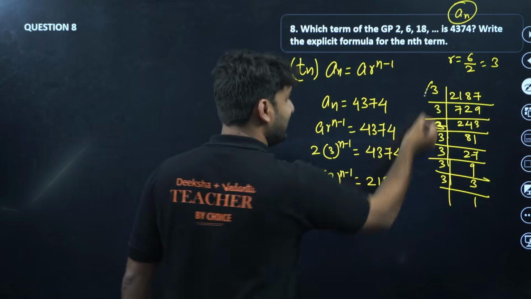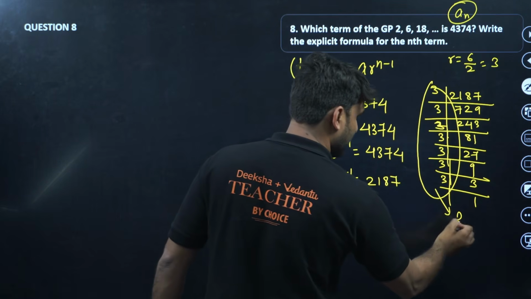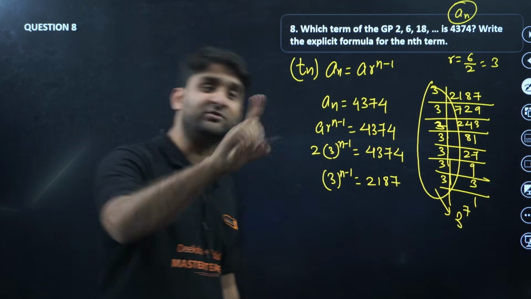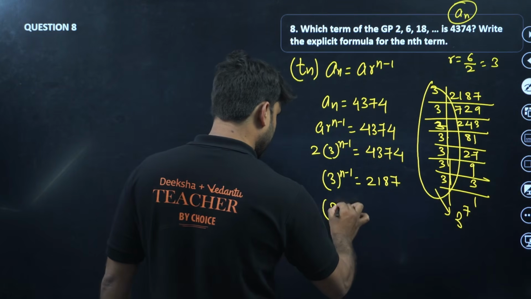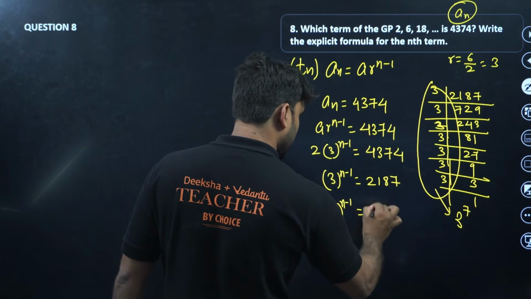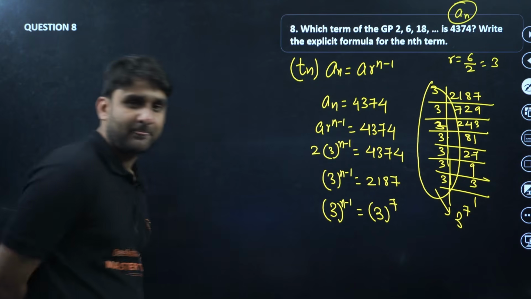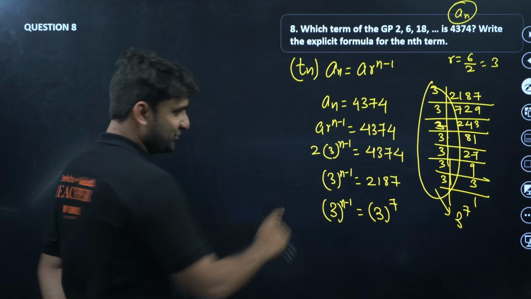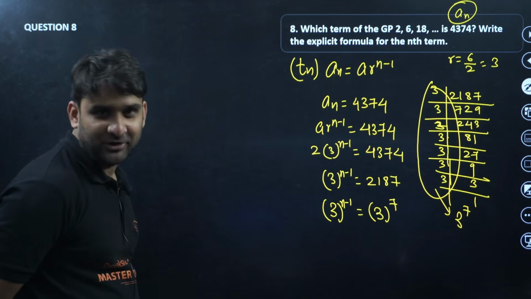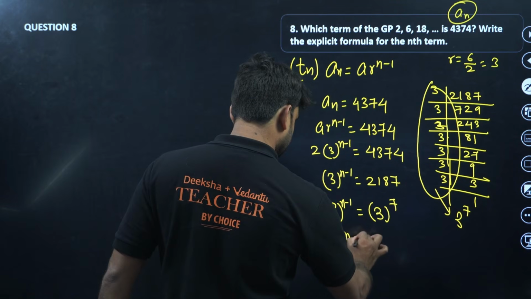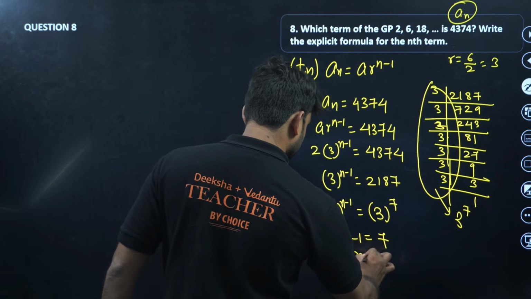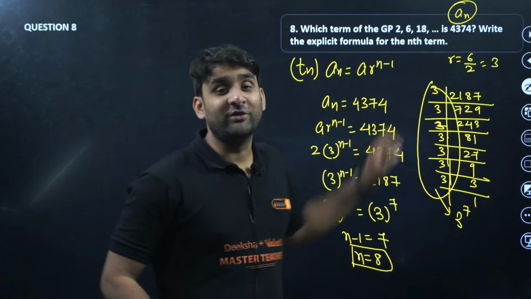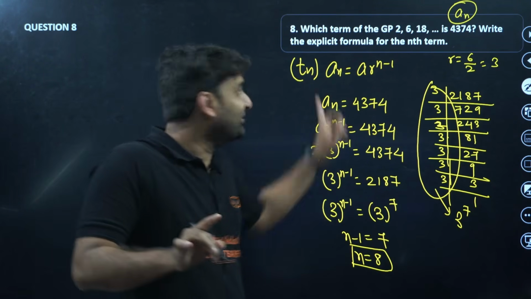So we can write the entire prime factorization in the form of 3 to power 7, because 3 is getting multiplied 7 times by itself. So 3 to power n minus 1 will be equal to 3 to power 7. Clear everyone? Now the base is the same, so the exponents should also be equal to each other. So we have n minus 1 is equal to 7, so n will be equal to 8. Oh my god, so it means that this number will be the 8th term of the given GP.